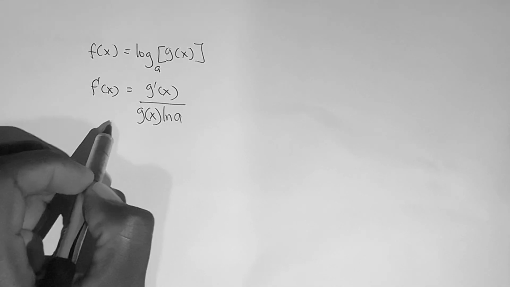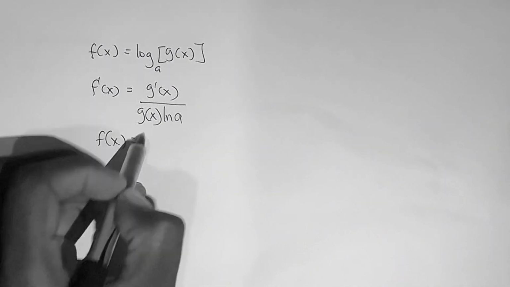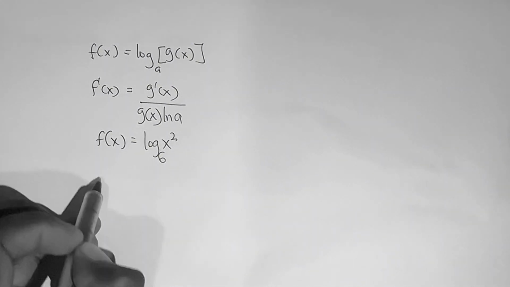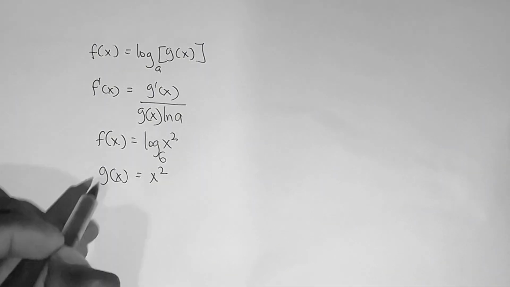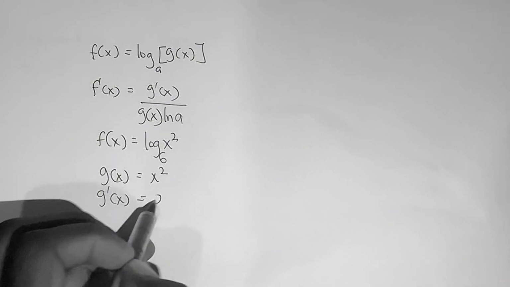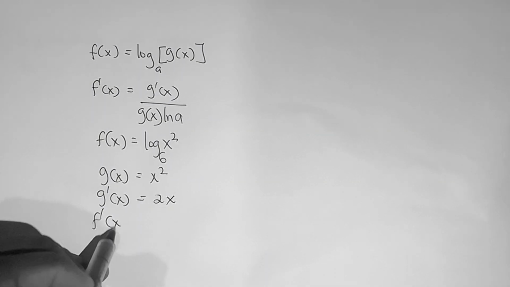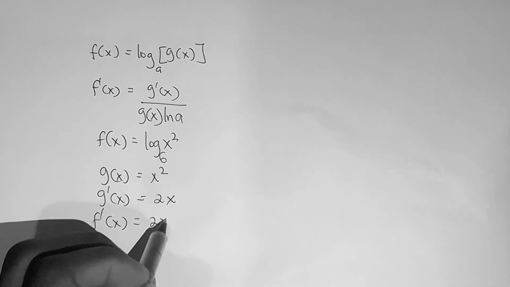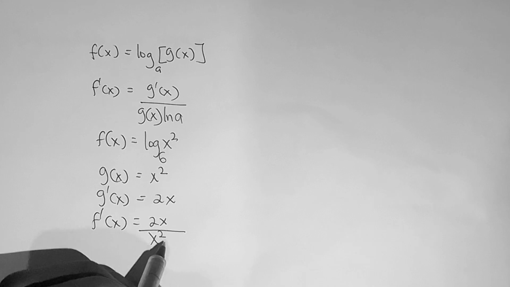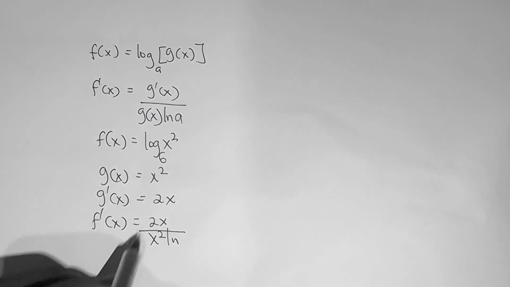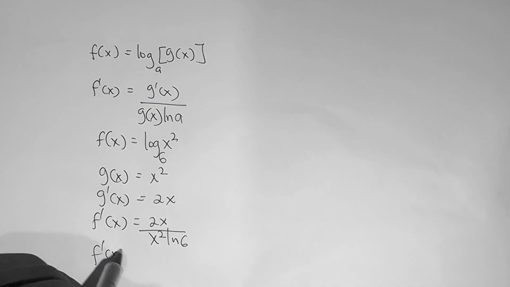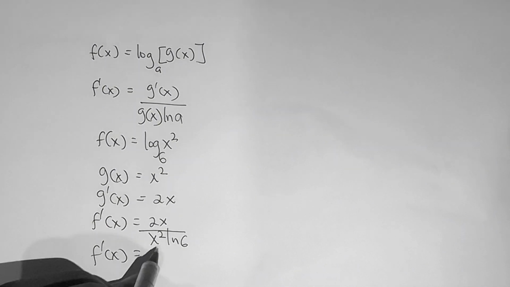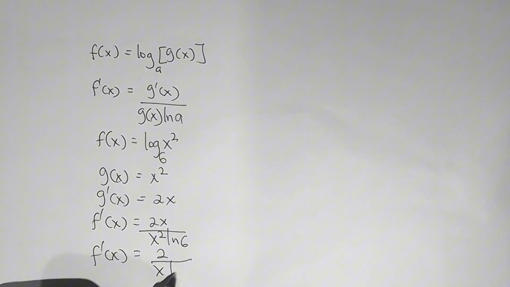So now let's assume f of x is equal to log x squared base 6. What is f prime of x? So in this case, you see that g of x is equal to x squared. g prime of x is equal to 2x. So f prime of x is equal to g prime of x, which is 2x, divided by g of x, x squared. Then ln the base a, in this case 6, so ln 6. So f prime of x is equal to, one of this x will cancel this out, so it becomes 2 divided by x ln 6. So this is the final answer.